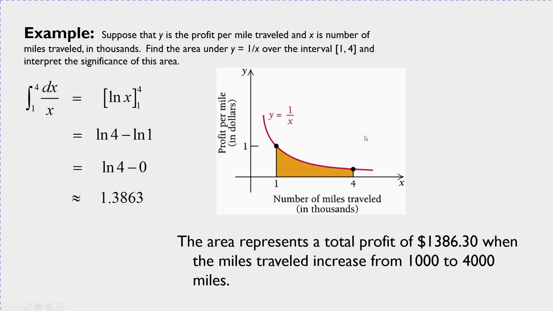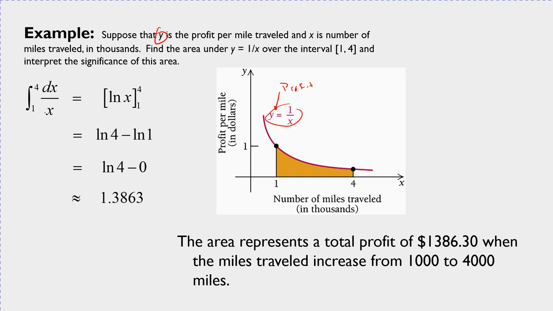All right, I just want to walk through 2 quick economic examples now for you. Okay, so here's the first one. Suppose that you have this value y, and y is the profit per mile traveled, and x is the number of miles traveled in thousands. So maybe it's some car service or some transportation service. So let's find the area under this equation, y is equal to 1 over x over the interval 1 to 4, and interpret the significance of the area.